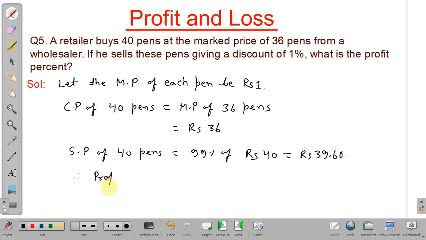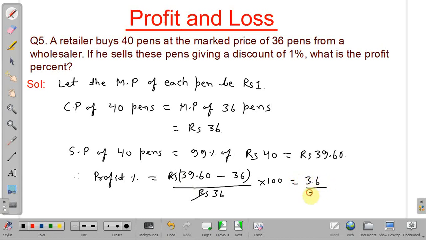Okay, therefore we have to calculate the profit percentage. So profit percent equals profit divided by cost price into 100. And what is the profit? See, profit here will be selling price, that is 39.60, minus cost price, that is 36, divided by cost price, that is 36, into 100. Okay, so it will be 3.6 divided by 36 into 100, and it will be equal to 10 percentage. So our answer will be 10 percentage profit.